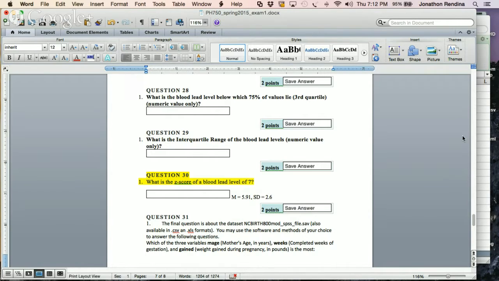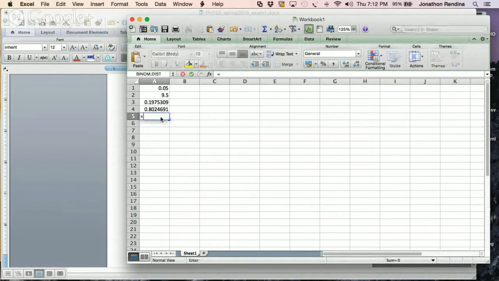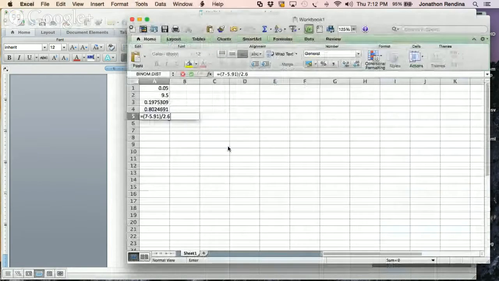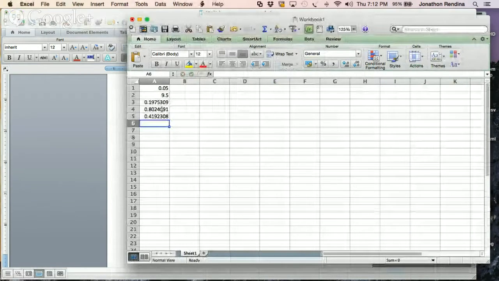In order to calculate that, we can easily put it into Excel. And all we have to do is say equals, and then we want the value that we're testing, so 7, minus the mean, 5.91. And again, remember to do these parentheses because Excel does order of operations. And if you don't do these parentheses, it is most likely going to do the division part first. So 7 minus 5.91, divided by the standard deviation of 2.6, will give you that z-score. So like I said, it's a little bit less than half of a standard deviation above, and that's all that a z-score is. It's just a number of standard deviations.